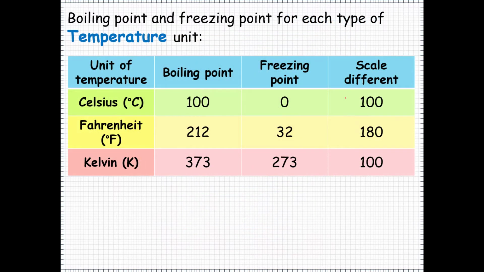Let's start. Look at this. Then the boiling points and freezing points for each type of temperature unit. Look at this. Then Celsius is 100, Fahrenheit is 212, and Kelvin is 373, right? It's the boiling point part. Freezing point is 0, 32, 273, and the scale difference is 100, 180, and 100.